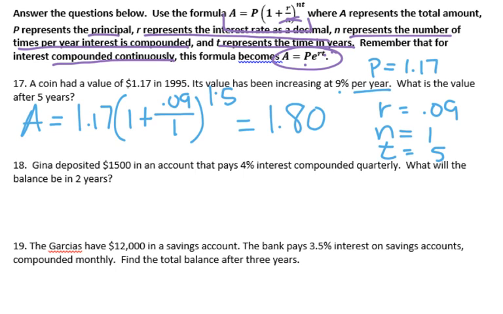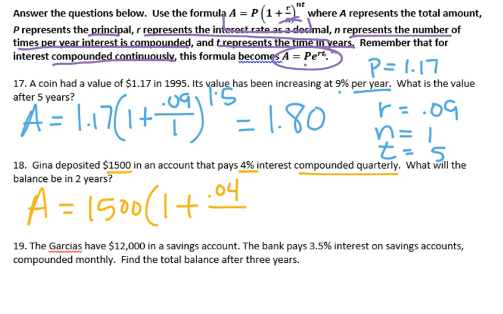Okay, 18. Gina deposited $1,500 in an account that pays 4% interest compounded quarterly. Okay, so that's 4 times a year. What will the balance be in 2 years? So set it up. Our principal right here, 1,500 times (1 plus interest, 0.04, because we turn it into a decimal), compounded quarterly, and 4 for the N, times the time 2.